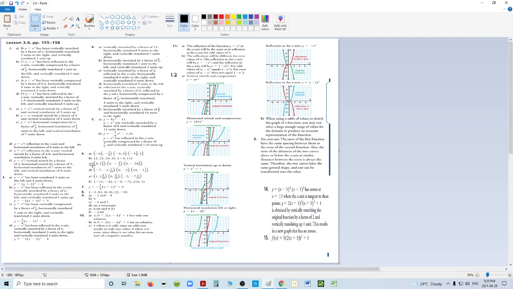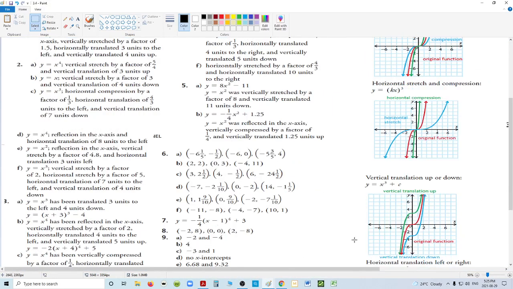So if we look at 6, we can see these are the translated points right here. And the reason I kept the compression for x the same is because they've already translated it in words for me. So sure enough, there's negative 6 over 5 and negative a half. Here's negative 6 and 0. And here's negative 5 3/5 and a quarter.